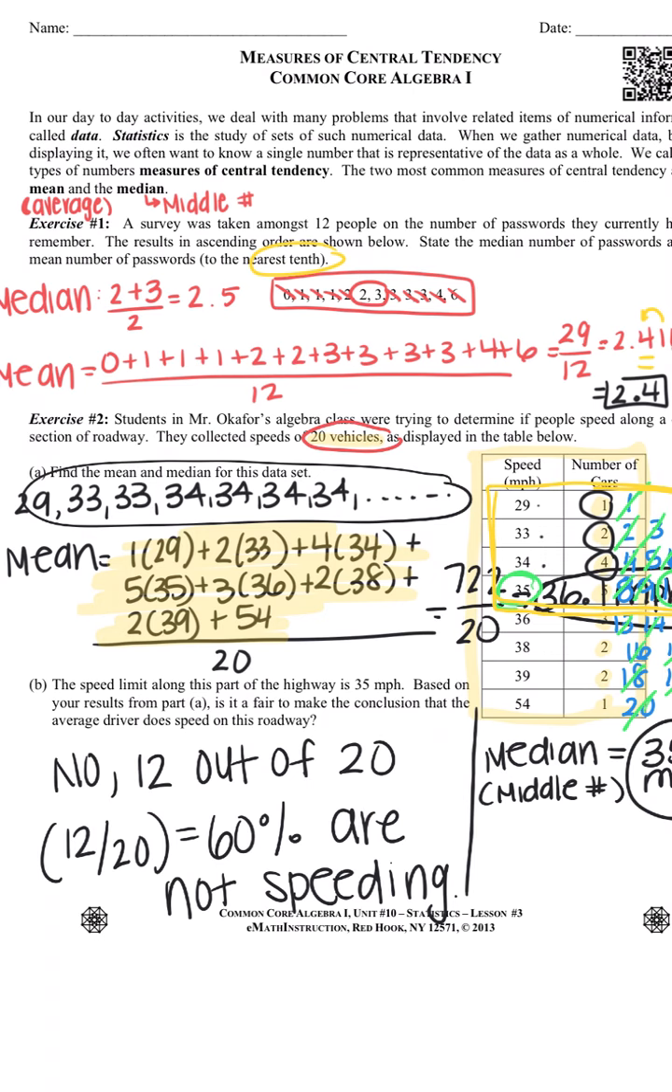Something to note, 54 here is a major outlier. We would call 54 an outlier. It's nowhere near the other numbers. You're going to see when your data has an outlier, it truly affects your mean. It will never affect your median, but it will affect your mean. So that's why the mean is a little bit higher than the median. All right, go ahead and flip it on over.